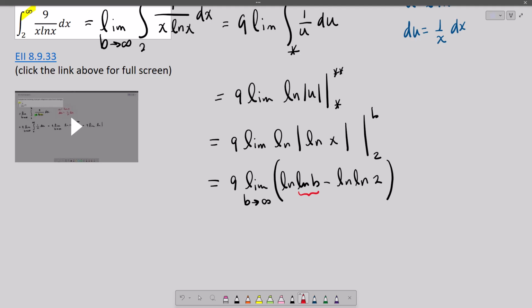And then this is now the inside of the outer log. If the inside of that's going to infinity, that function's also going to infinity. So that is going to infinity. This is going to infinity. And if you subtract off a tiny constant, that doesn't change anything. If you multiply by 9, that doesn't change anything. So we are going to get that area is infinite. You could say that the integral diverges. So we say that it diverges.